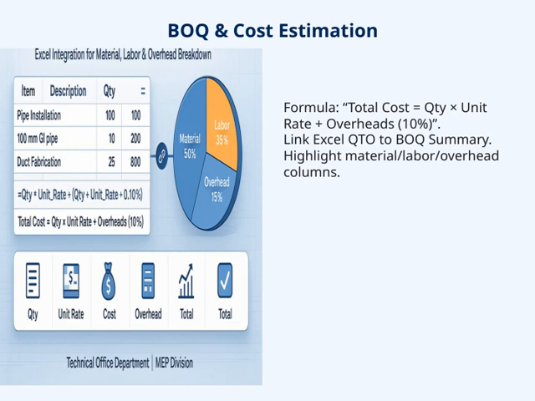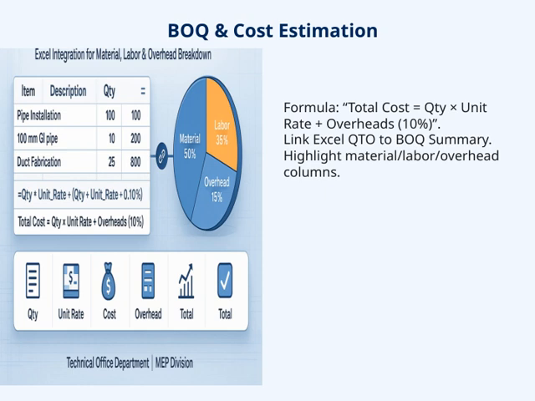Now let's take a look at BOQ and cost estimation. The key formula here is quite straightforward. Total cost equals the quantity multiplied by the unit rate plus overheads, which we typically estimate at around 10%. This helps us get a comprehensive view of the total project cost.